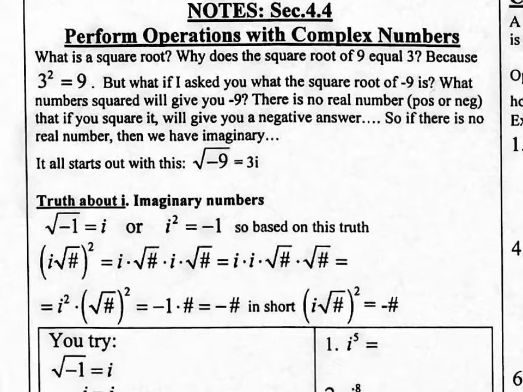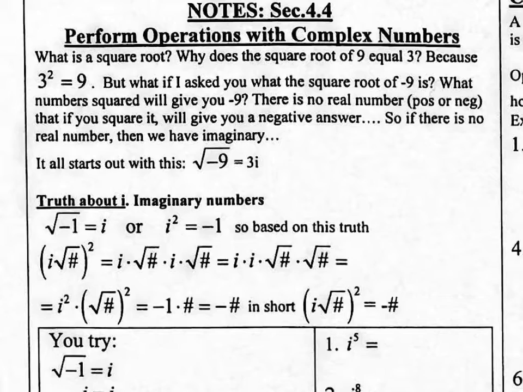Now you guys all know that the square root of 9 equals 3. Why? Because 3 squared is 9. But what if I asked you what's the square root of negative 9? Well, the answer is not positive 3. The answer is not negative 3. You need to think of a number that when you square it will give you a negative 9. And you can't really find that number. It's not a real number. 3 squared is 9. Negative 3 squared is positive 9. So the square root of negative 9 is not a real answer. It's an imaginary answer. In this case, 3i.